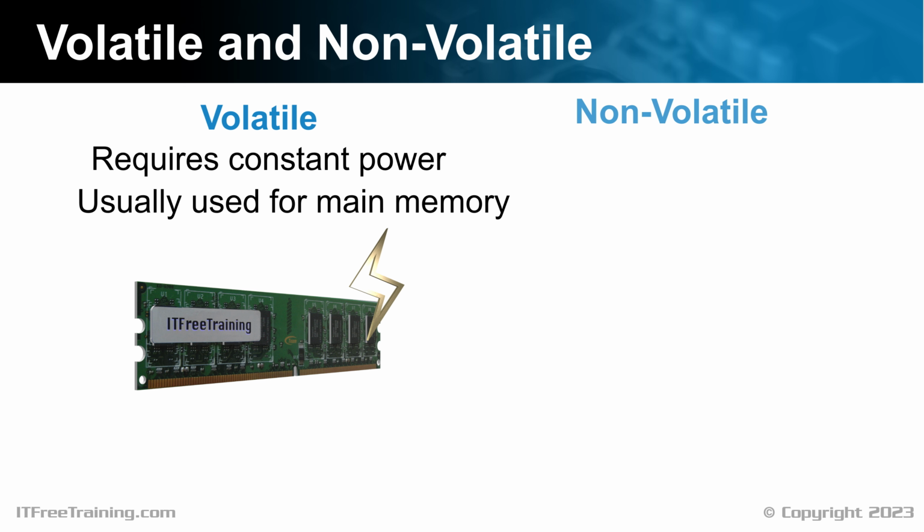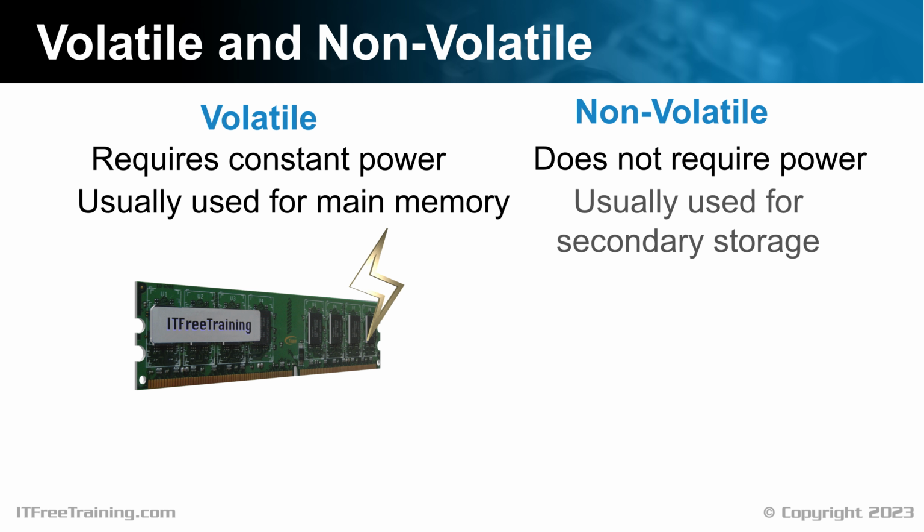By contrast, non-volatile memory does not require power in order to maintain its data. It is mainly used for secondary storage. For example, it is used for devices like solid-state and optical drives.